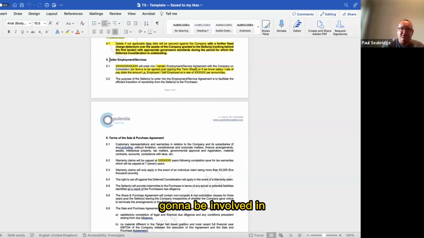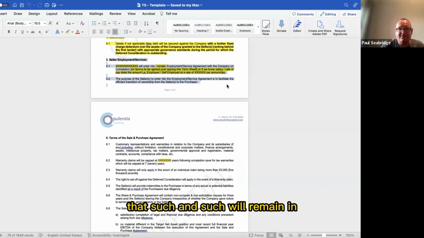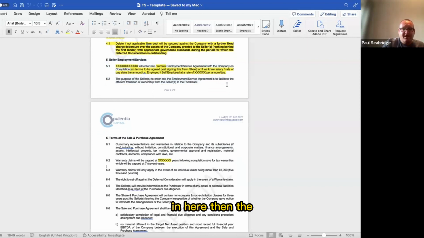If the seller's going to be involved in the business moving forward, whether that be short term for a handover or long term or indefinitely, then we would define that here, that such and such will remain in employment with the company. And either we'd say on terms to be agreed, or we define what the day rate or salary is going to be in here.